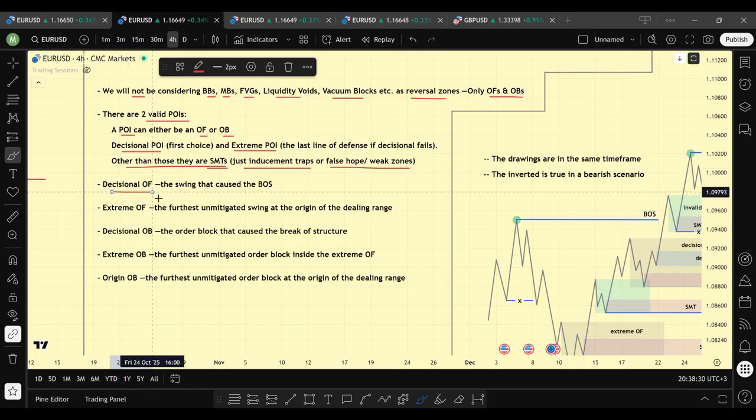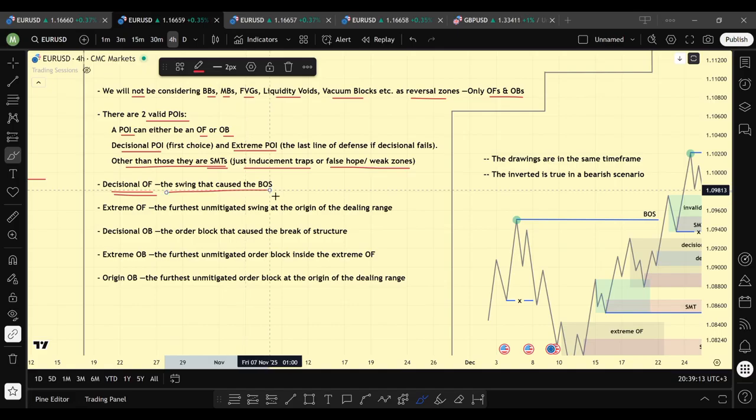All right, so the decisional order flow. An order flow can be bearish or bullish depending on the structure. If it's a bullish order flow, that will be a sell before the buy, the whole swing of selling before the buy. And the opposite, a bearish order flow, is the buying move, the bullish swing before the sell. So a decisional order flow can be a bullish decisional order flow or a bearish decisional order flow, depending on the structure. This is simply the swing that caused the break of structure. That's what we call the decisional order flow.